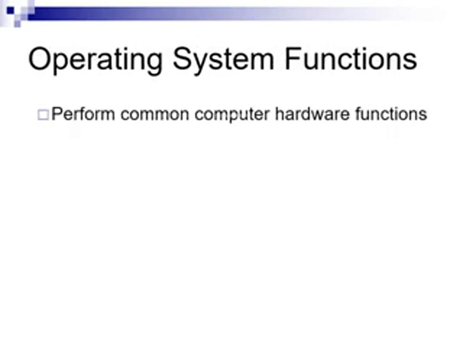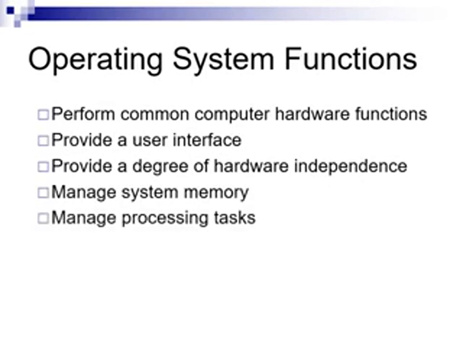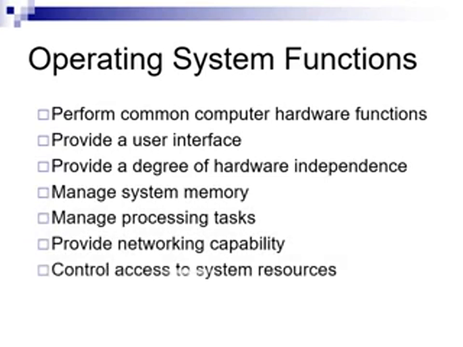Some of the functions of the operating system are to perform common computer hardware functions, provide a user interface, provide a degree of hardware independence, manage system memory, manage processing tasks, provide networking capabilities, and control access to system resources. You can see the operating system has a number of functions that it performs. It also manages files that are stored on the computer.